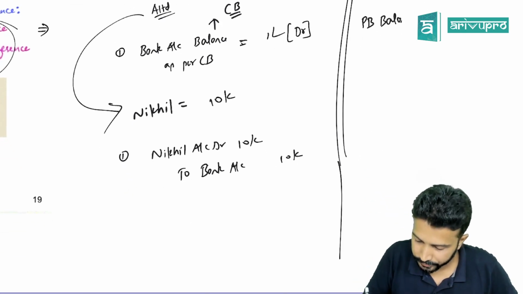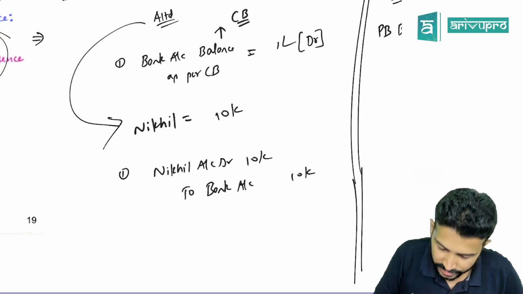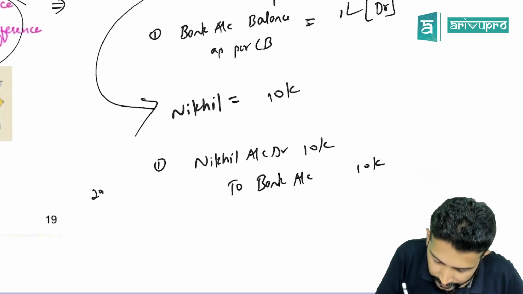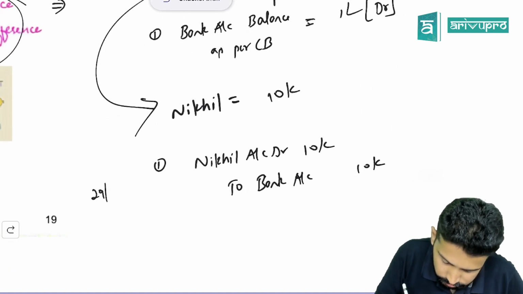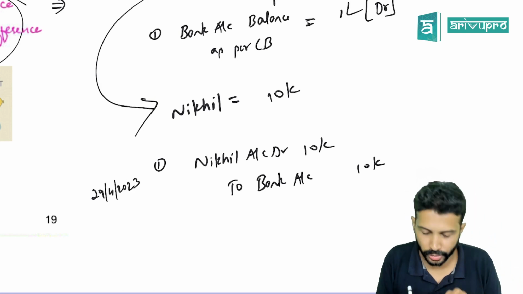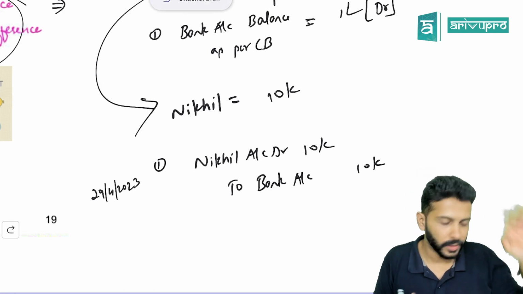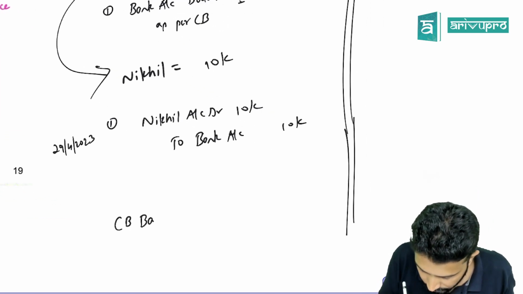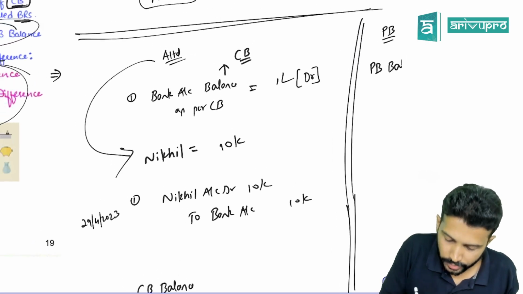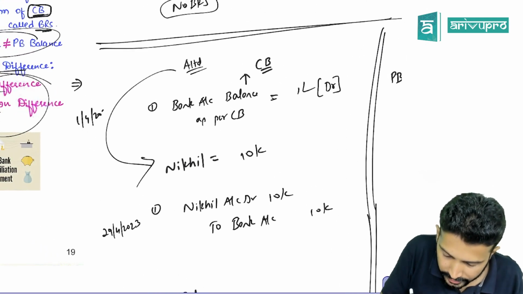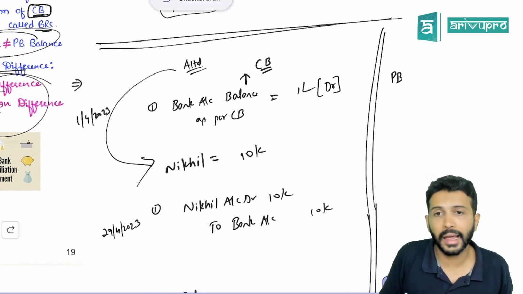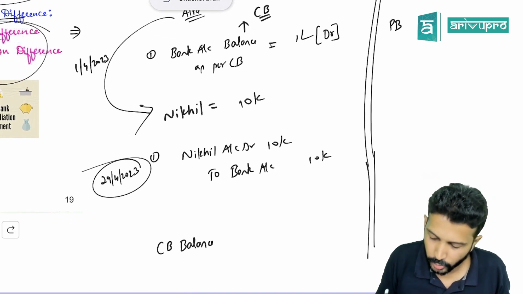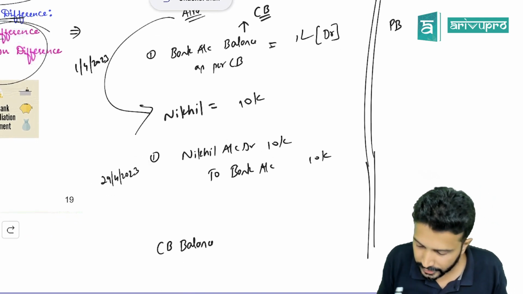Now check. Let's say this check was issued on 29th of April 2023. I've issued the check on this particular day to Nikhil. Now, can you tell me what is the cash book balance? Let's say on 1st April 2023, cash book had a balance of 1 lakh. On 29th April 2023, we have issued a check of 10,000 rupees to Nikhil.